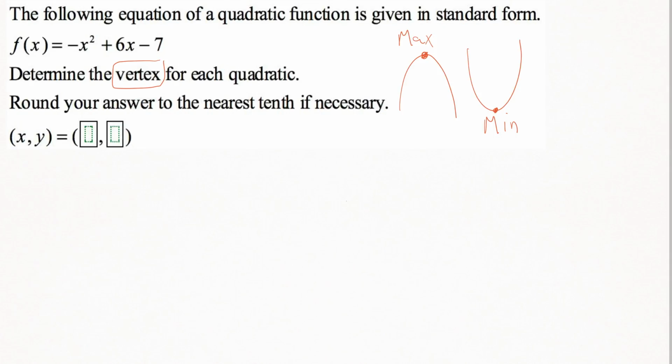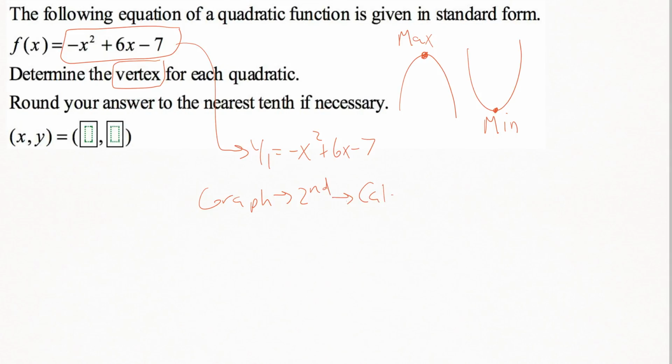So all we need to do to find the vertex of a graph is take the equation that they've given us, shove that into y1 on our calculator, and then from there, we go ahead and graph. And depending upon the shape of the graph, we'll end up doing a second calc. And then again, depending upon the shape, we'll either do a calc max or we'll do a calc min to find out what that vertex is.